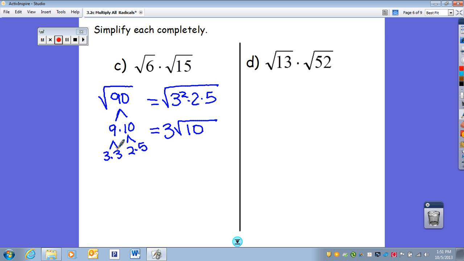Some of you may be getting to the point where you can go directly from this part of the prime factorization and recognize that these 3's are in a pair, so the 3 comes out, and the 2 and the 5 stay underneath, which is 10.